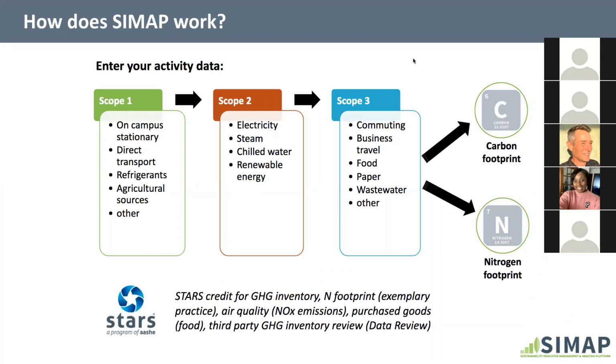We did also want to mention that there's a number of things that you can calculate in SIMAP that you can then enter into your STARS report. So the greenhouse gas inventory, of course, is one. The nitrogen footprint is an exemplary practice credit. The nitrogen oxide emissions or NOx emissions calculated in SIMAP for the nitrogen footprint can be used for your air quality report. And if you do a data review with our team, that counts as a third-party data review.